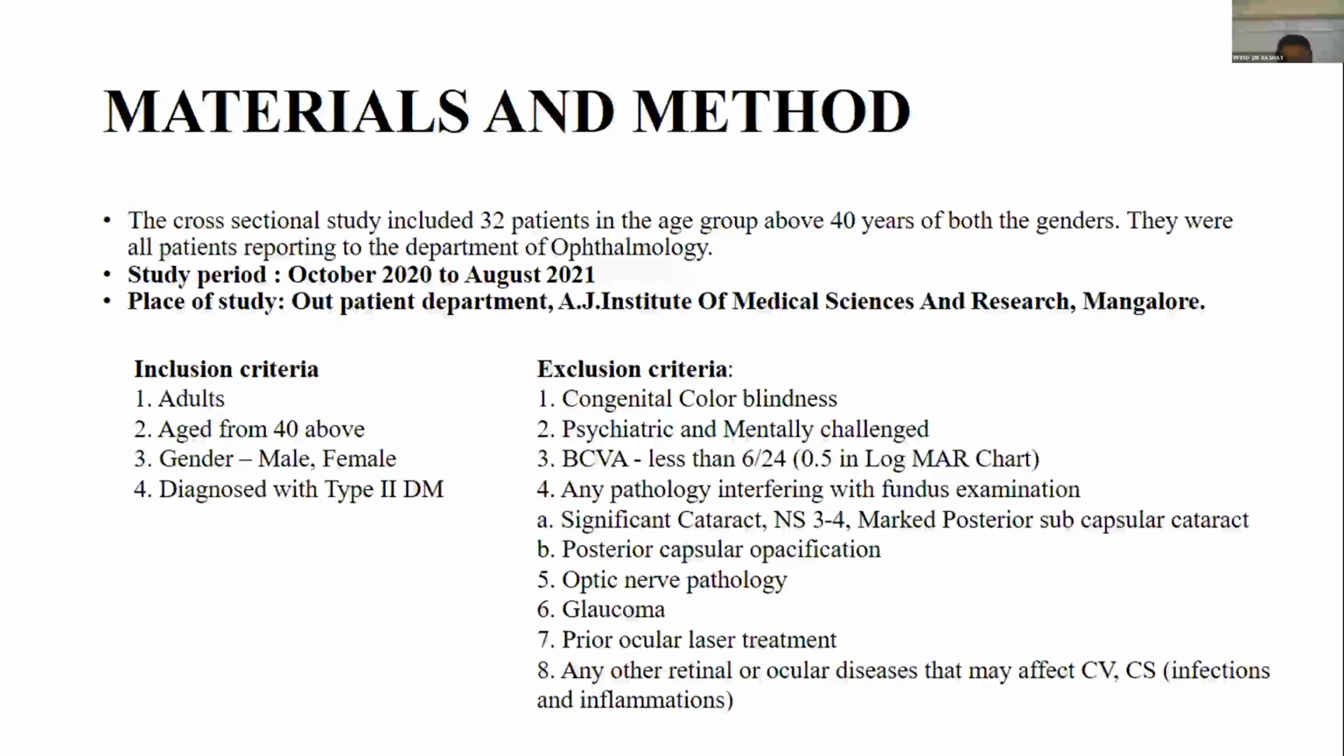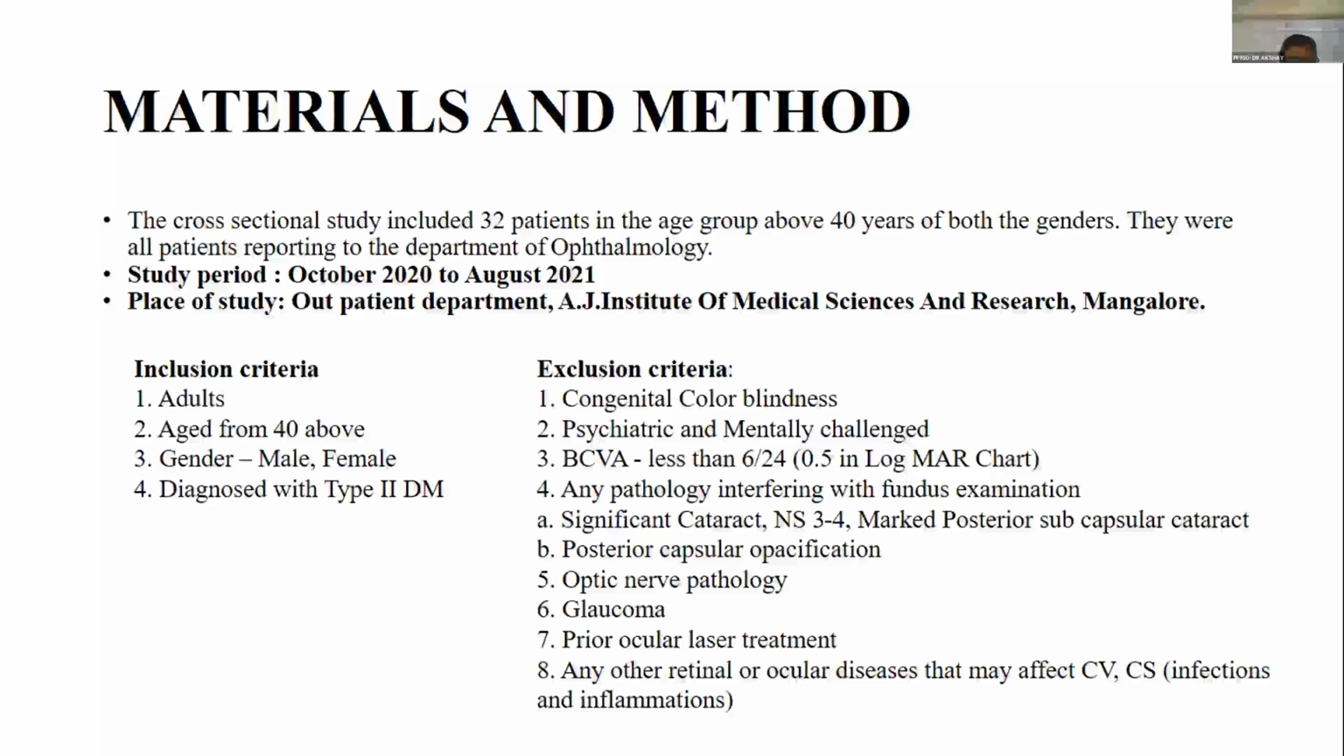The materials and methods: this is a cross-sectional study including 32 patients in the age group above 40 years of both genders. They were all patients reporting to the Department of Ophthalmology. The study period is from October 2020 to August 2021. The place of study is the outpatient department of AJ Institute of Medical Sciences and Research Centre, Mangalore.